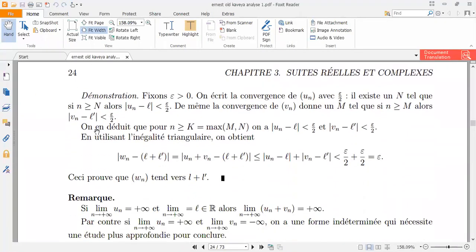This is the reason why we have the L plus the L prime here. We're looking at the sum of two suites, of two limits of the suites. And then they put the subtract. Then they say Wn minus the L plus the L prime.